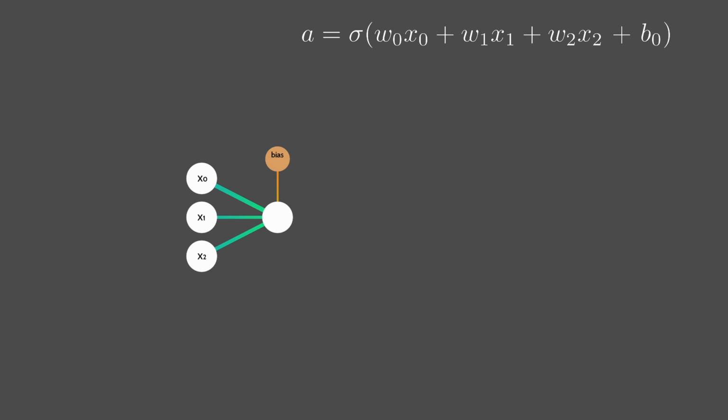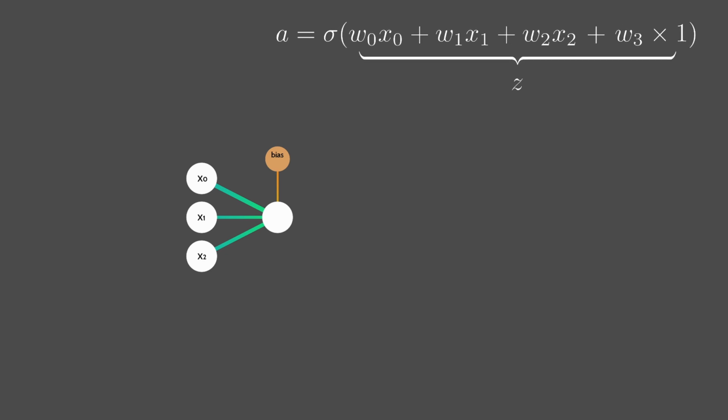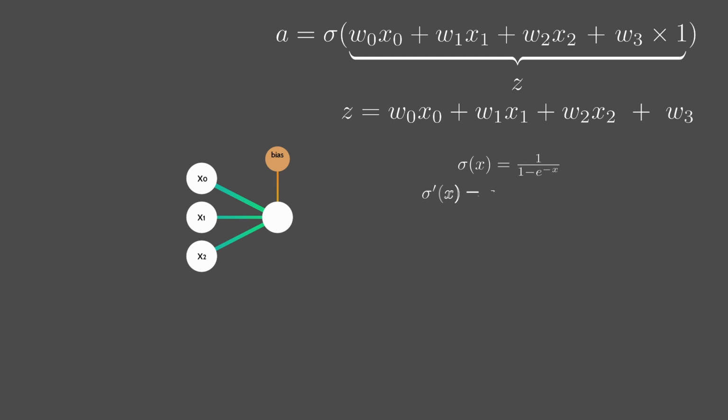So B0 is W3 multiplied by 1. I call Z the weighted sum of inputs. Last but not least, the activation function is a sigmoid. We'll need the derivative of it, so here it is. Note that this derivative is extremely easy to compute. Good point for the performances.